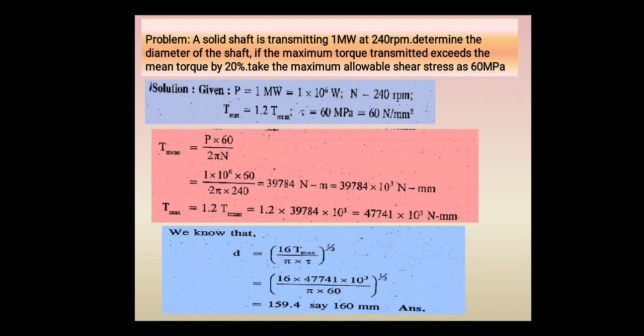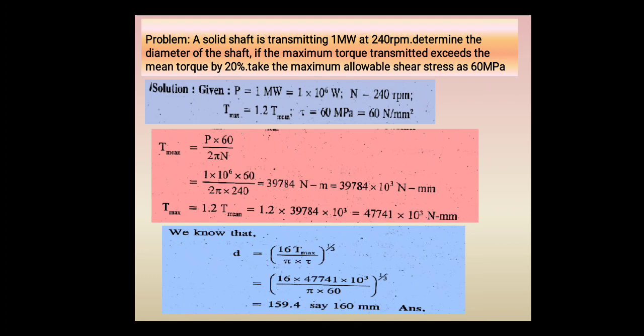So here we have to use the first formula, that is power P, because everything we know, the only thing is that T value we don't know. So with the help of this one we can find the T mean value, then only we can find the T max value, isn't it? So that's why you have to use this power P formula. You just have to rearrange that power transmitted formula.